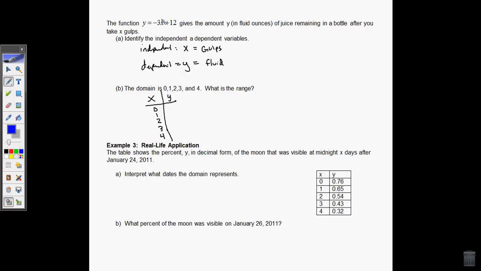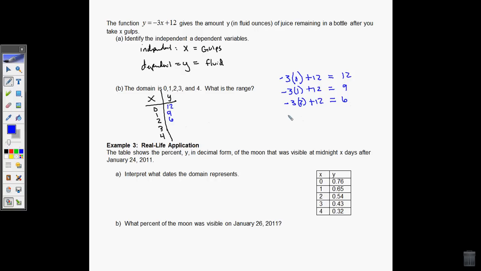So when I put a 0 into the function, I go negative 3 times 0 plus 12. And what do I get? I get 12. 12 ounces remain. When I put a 1, negative 3 times 1 plus 12. Negative 3 times 1 is negative 3. Negative 3 plus 12, 9. 9 ounces left. When there's a 2, negative 3 times 2 plus 12. Negative 3 times 2 is negative 6. Negative 6 plus 12, 6.